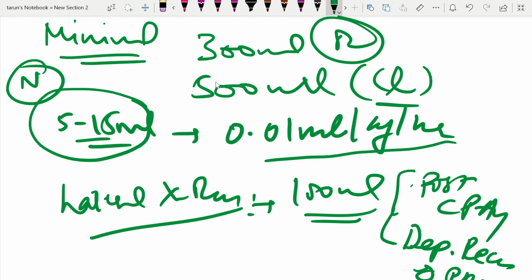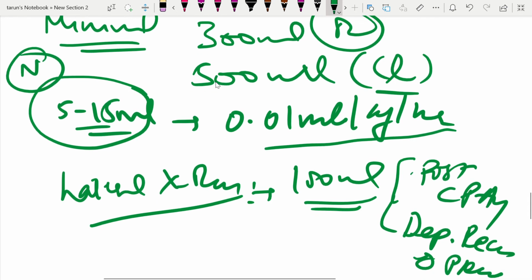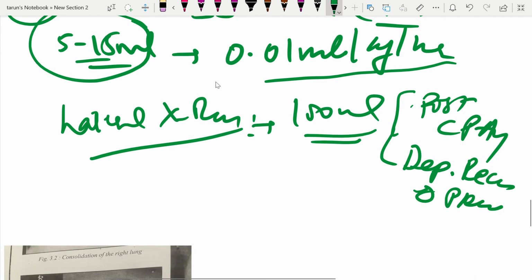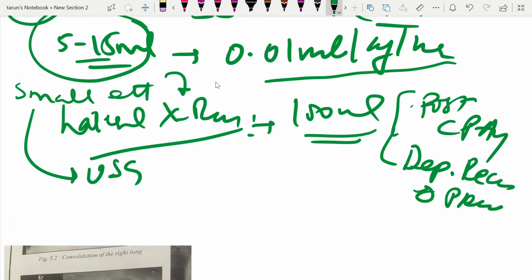Then how to diagnose small pleural effusion? So very small pleural effusion, how will you diagnose? For small effusions, you can go for the lateral view, and you can also do ultrasonography of the chest for detecting the small effusion: lateral X-ray view and ultrasonography.